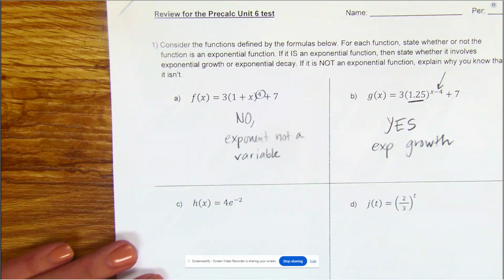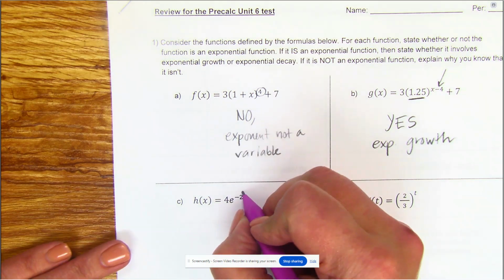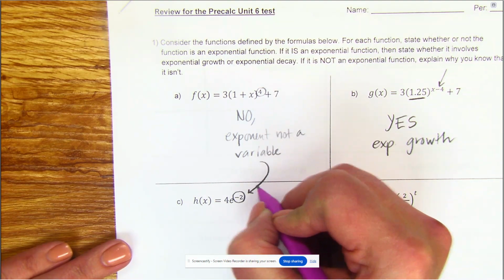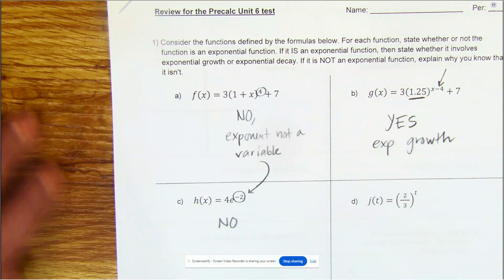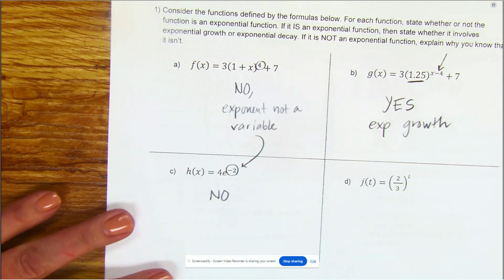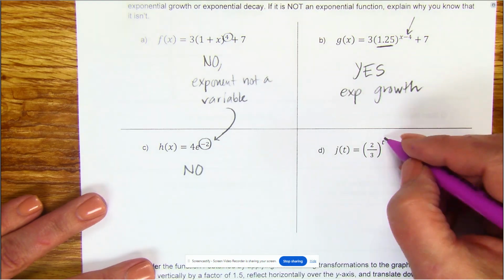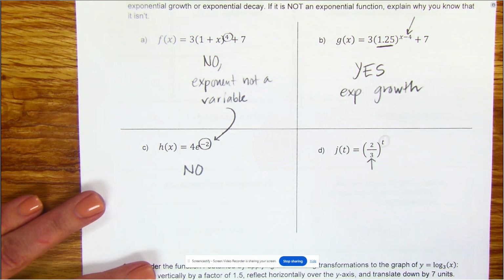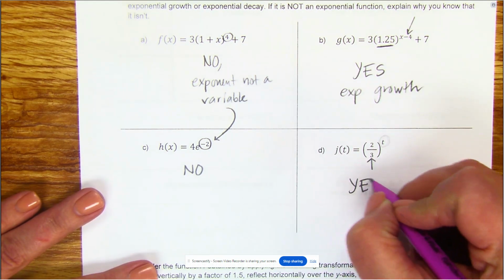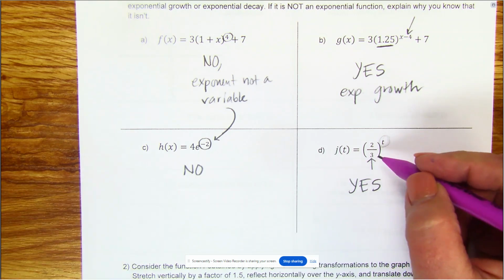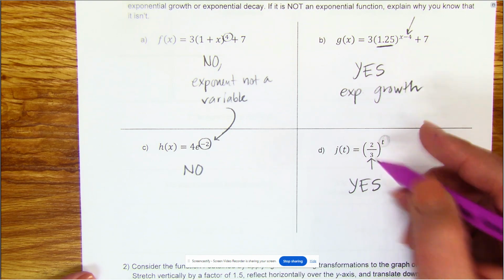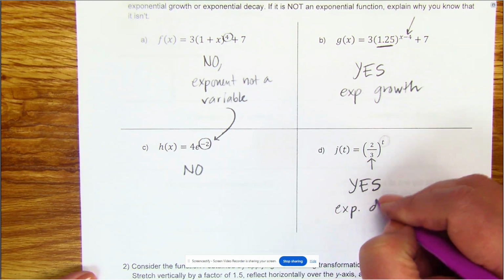Letter C. Again, I can tell right away this is a no because look at the exponent. It's not a variable. So I'm just going to arrow down. No. An exponential has a variable in the exponent position. Letter D. Looking good. I have a variable as the exponent and a constant number as the base. Yes. And is this growth or decay? If the number is between 0 and 1, it represents decay. Greater than 1, growth. Between 0 and 1, decay. So this is exponential decay.